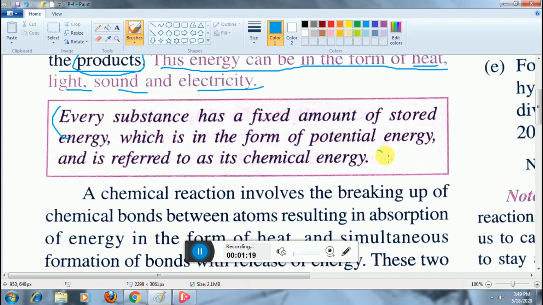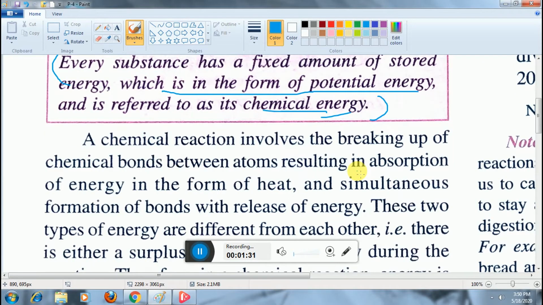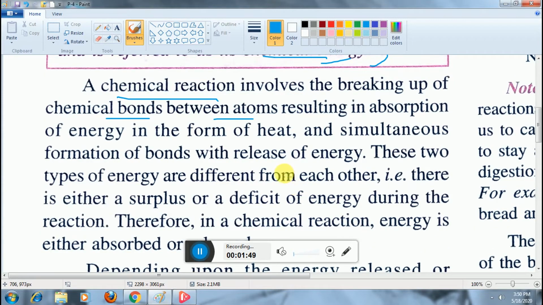So this is the definition of chemical energy. Every substance has a fixed amount of stored energy, in the form of potential energy, which is referred to as chemical energy. Now during the chemical reaction, the chemical bonds between atoms break in the case of reactants, and new chemical bonds are formed between the atoms to produce the product.